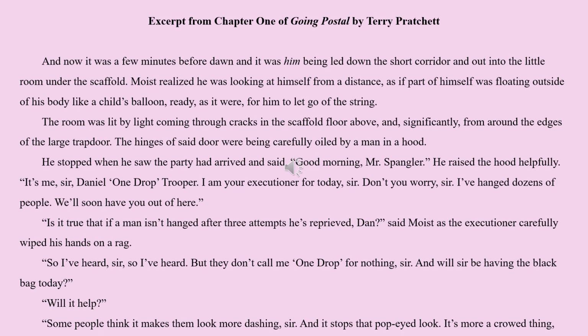The whole metaphor about him feeling like he was floating outside of his body like a child's balloon, ready to be let go of, where he's feeling very distanced. He is coming to terms with his upcoming death, and I don't know that it has completely sunk in yet, to be honest, where he's there, but he's not there. And then, of course, we get a description, very brief, but enough to give you a picture, of them coming into the little room, being lit from above, but kind of in the shadows, and then there is this ominous light coming from around the edges of the trapdoor, where, of course, Moist will be put above and then dropped into his death. And then he has the humorous conversation with his hangman.